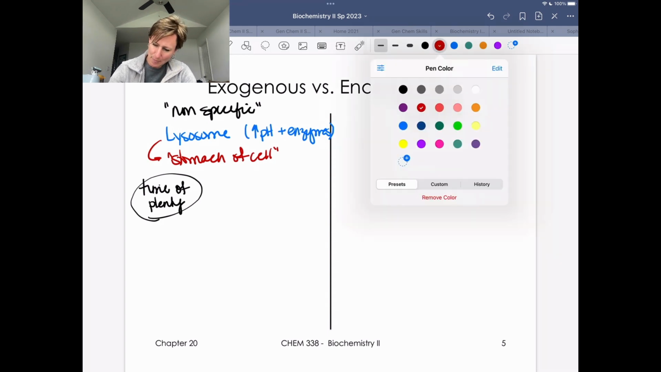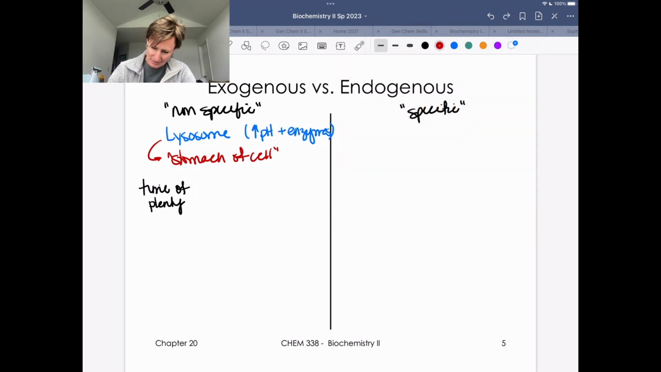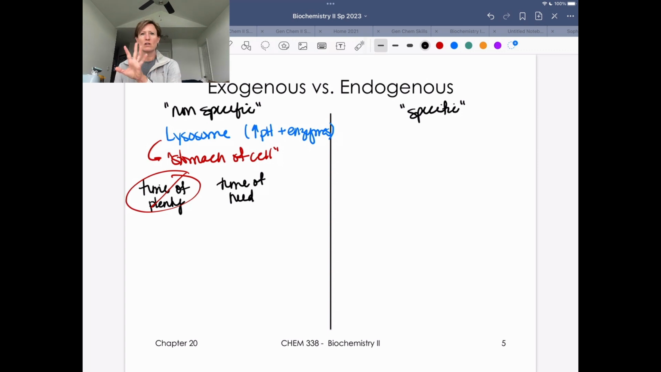So this is not happening under a time of plenty. This is a time of need situation. And as we'll see, maybe it's a need for this tissue to be degraded, but it also might be the need to break down that tissue for building blocks, okay?